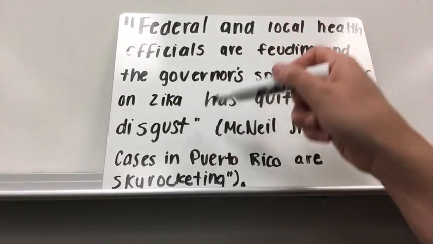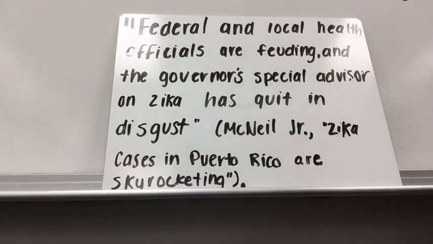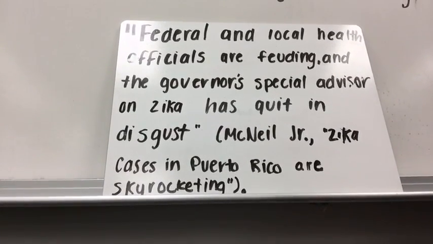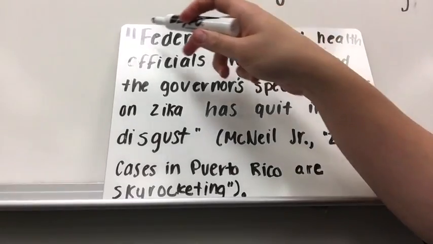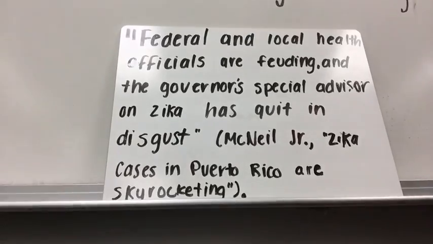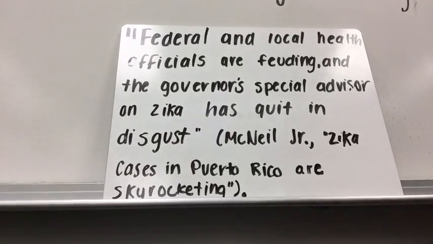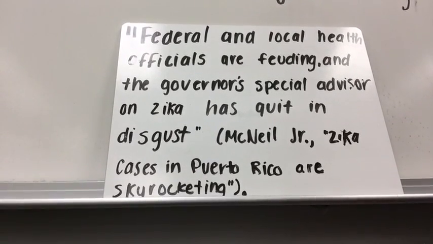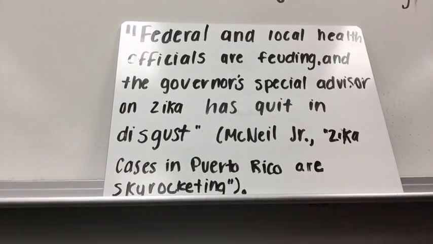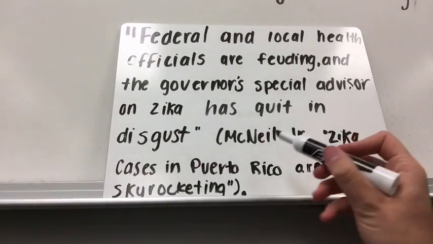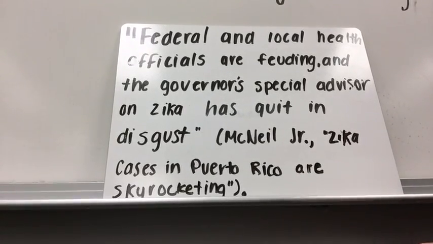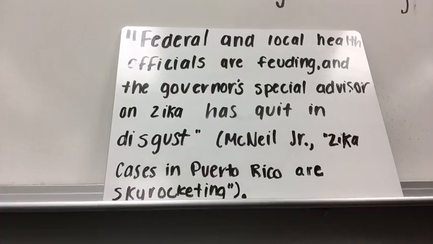You'll see this is the quote that she used. This is the quote that she got from the source that she's going to cite in this project. So her quote is, and you'll see that she uses quotes here and ending here to show her quote, "Federal and local health officials are feuding, and the governor's special advisor on Zika has quit in disgust." Now you'll see that she includes her in-text citation to show the reader where she got her information.